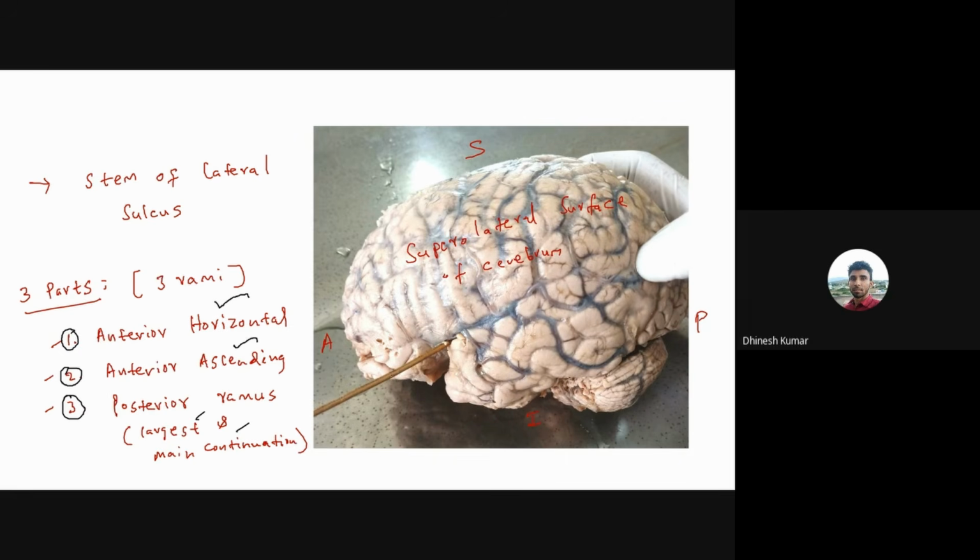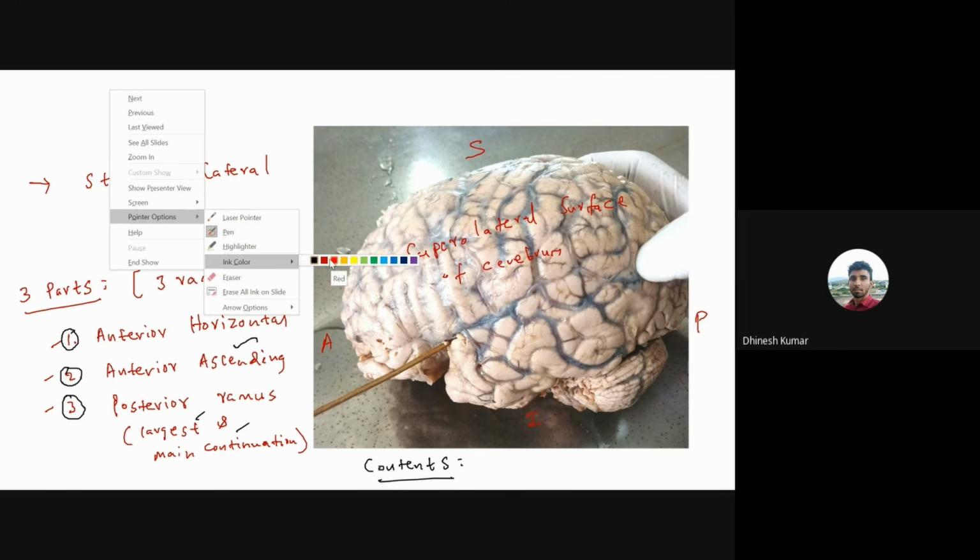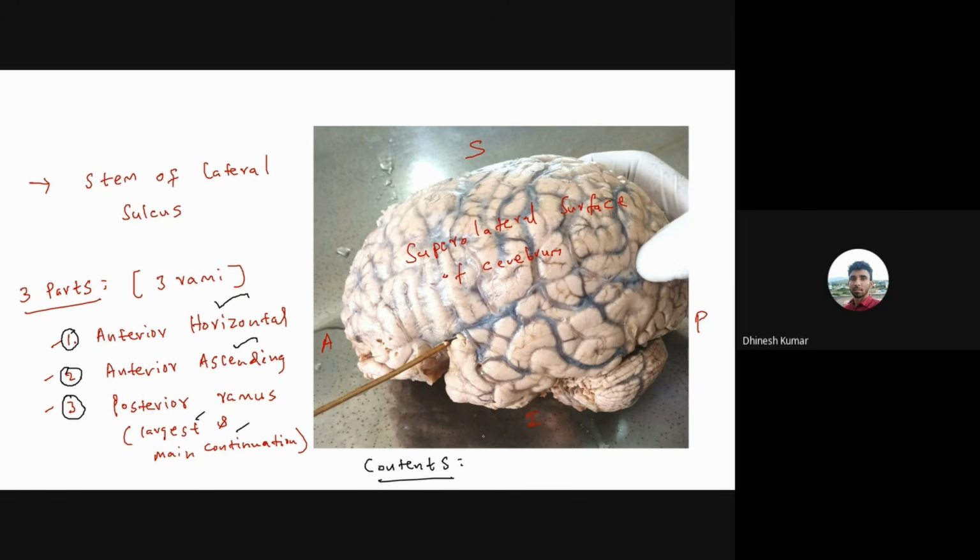Now coming to another possible sub question, what is the content or contents of the probed area? Any idea? Yes, this lateral sulcus contains the middle cerebral vessels. Middle cerebral vessels, that means middle cerebral artery as well as middle cerebral veins. This is the main content. And one more content you can include is insula.